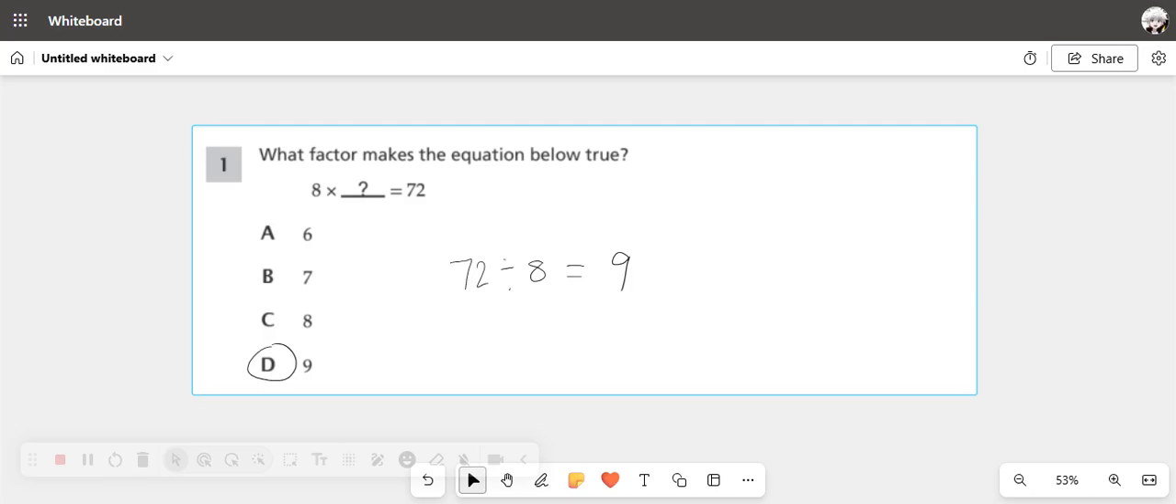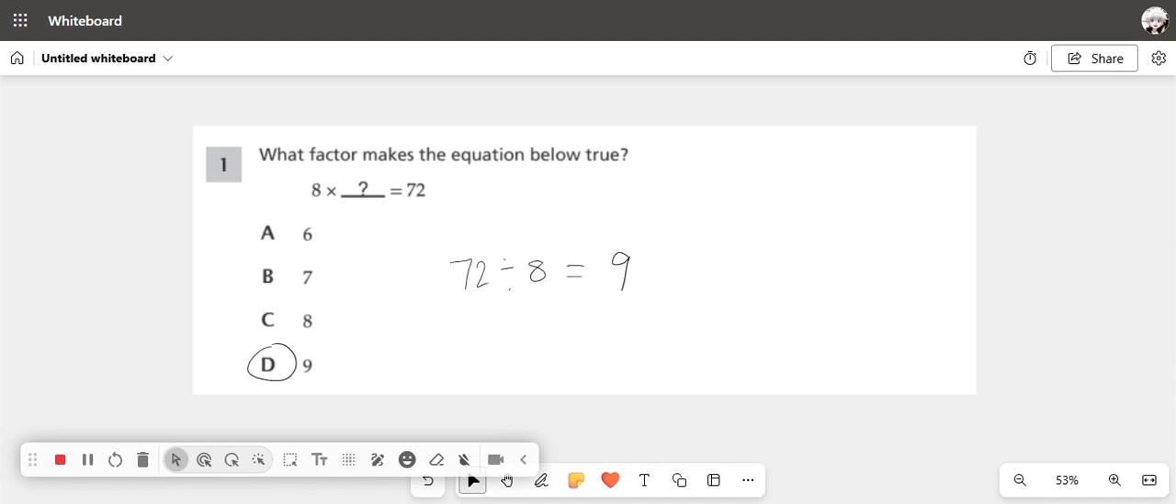For question 1, it says, what factor makes the equation below true? So we have 8 times blank equals 72. What we have to do here is use a fact family, and a fact family that you can use is 72 divided by 8 equals what? Well, 72 divided by 8 equals 9, so we know that 9 belongs in the blank, meaning D is the correct answer for this problem. Let's move on to the next question.